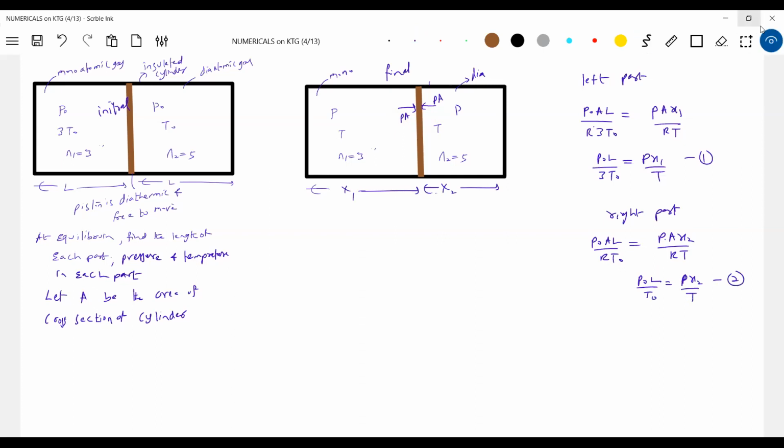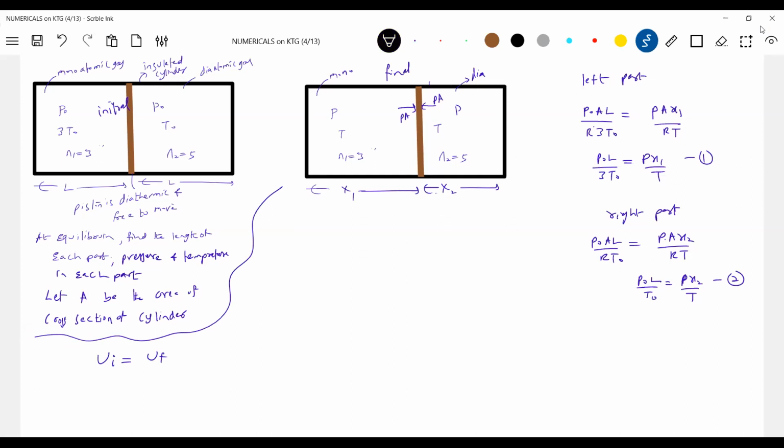Okay, how many unknowns are there? P, T, x1, x2, 4 unknowns are there. So what to do now? We'll go for the internal energy idea. Okay, initial internal energy should be equal to final internal energy. Let me get into initial internal energy equal to final internal energy.